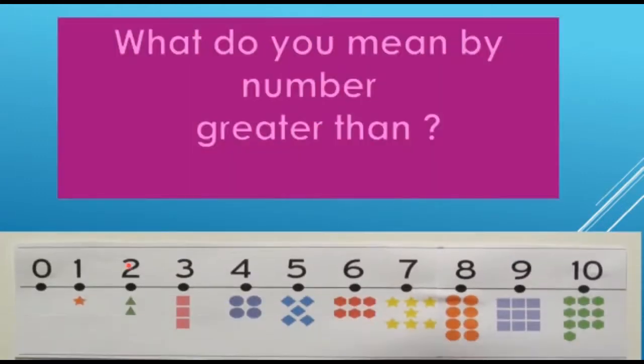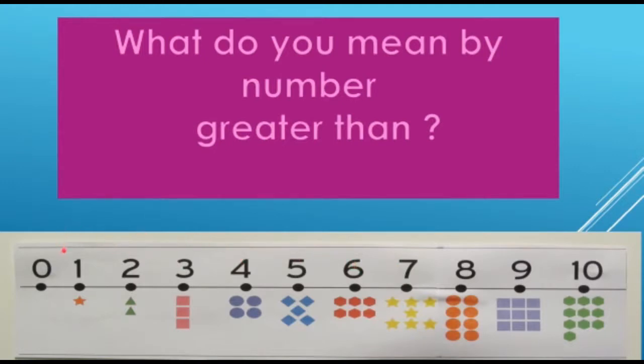Here, 1 is greater than 0. 2 is greater than 1. 3 is greater than 2, 1 and 0. 4 is greater than 3, 2, 1, 0. 5 is greater than 4, 3, 2, 1, 0. 6 is greater than 5, 4, 3, 2, 1, 0. 7 is greater than 6, 5, 4, 3, 2, 1, 0.